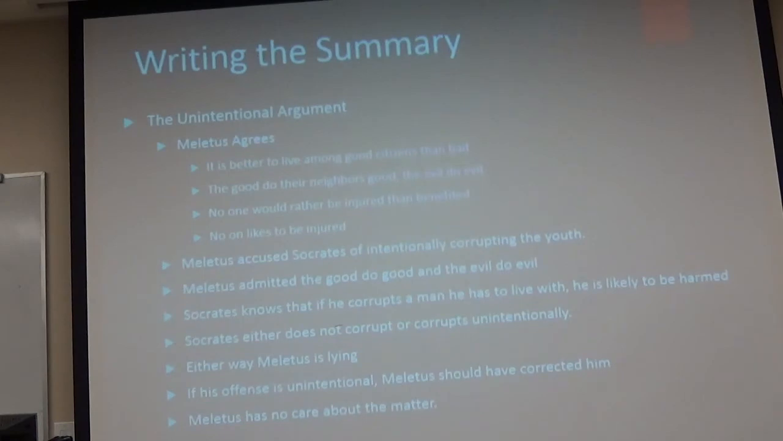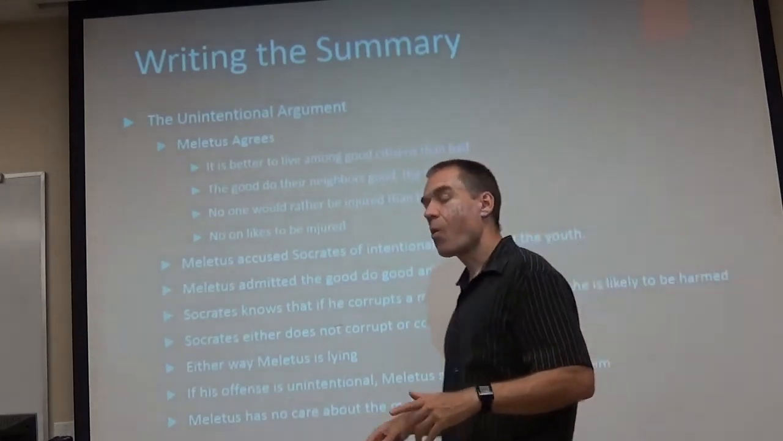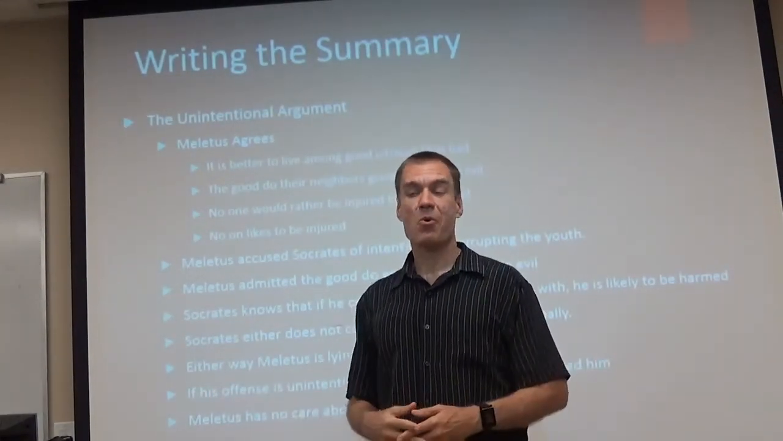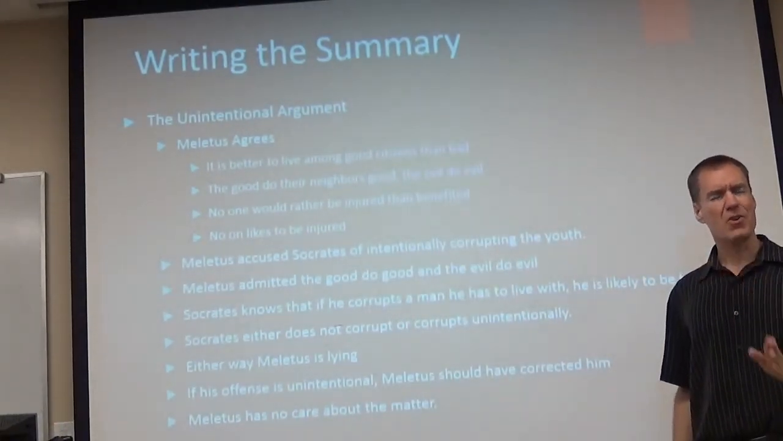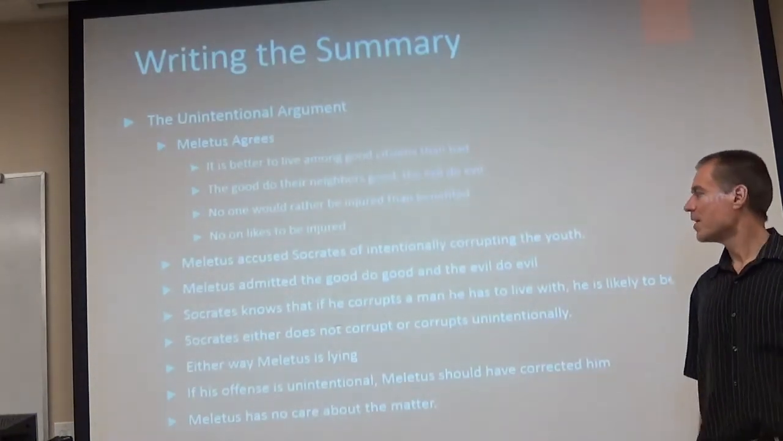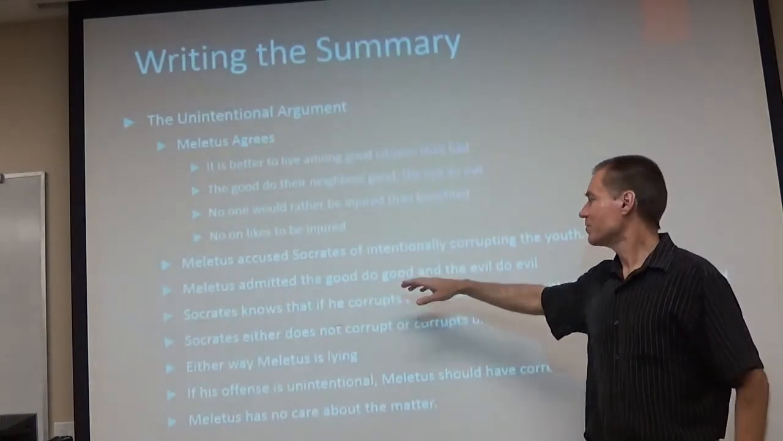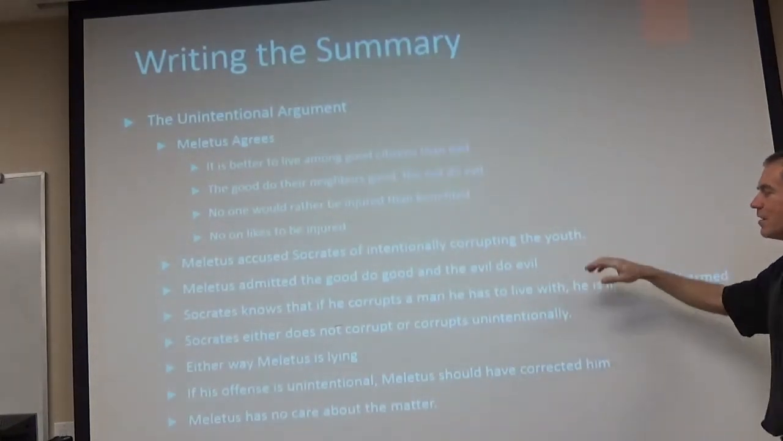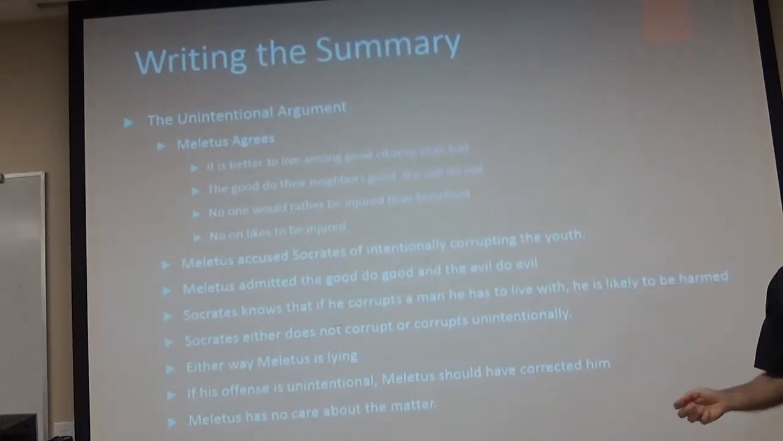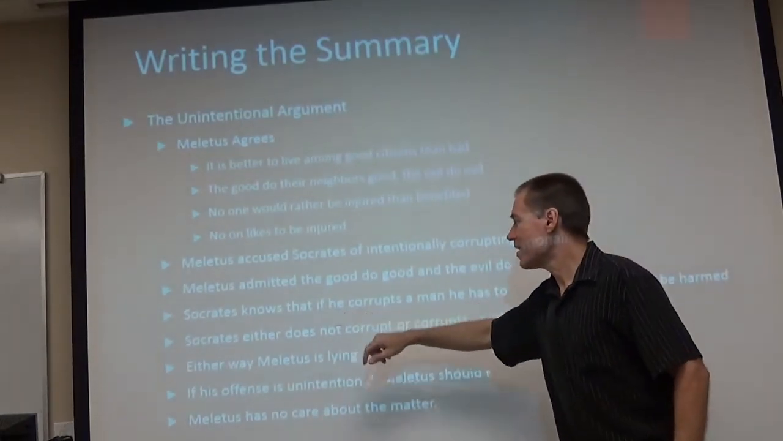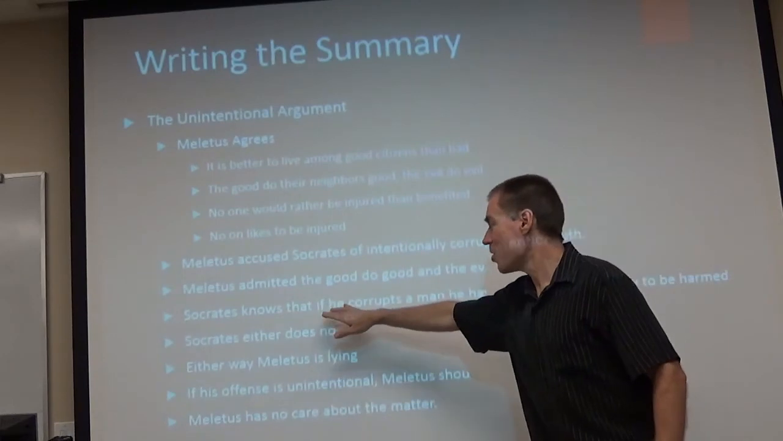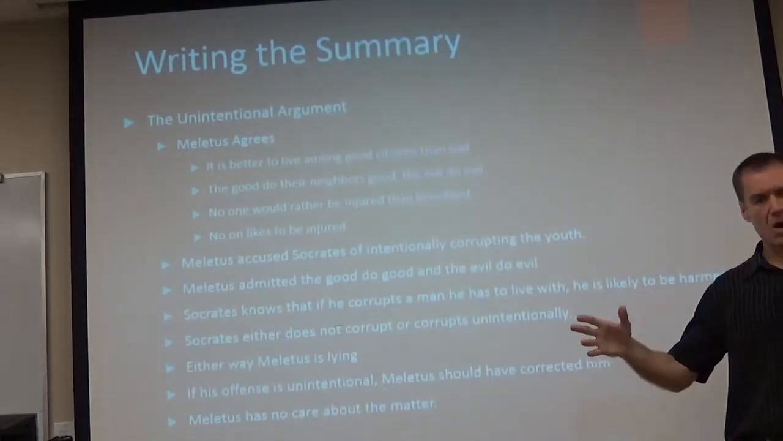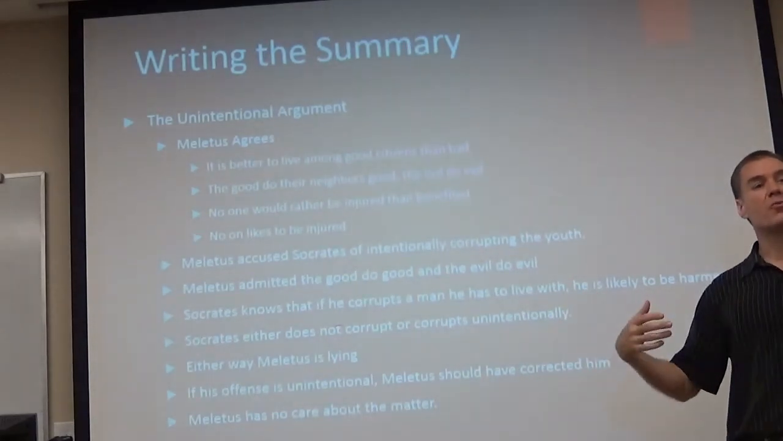He essentially asks Meletus, am I, Socrates, corrupting the youth intentionally or unintentionally? Is it corruption with intent or without? And Meletus says it's intentional, that Socrates knowingly and willingly corrupts the youth. So how does he counter Meletus? Well, he got Meletus to admit the good do good and evil do evil. And he gets Meletus to admit that people don't want to be harmed. And Socrates knows if he makes people around him bad, corrupts them, then it's likely that he himself will be hurt in turn.